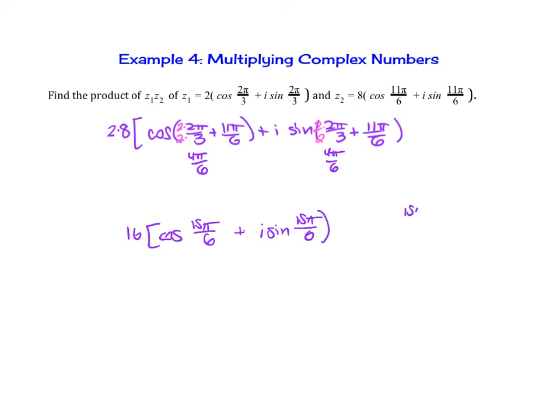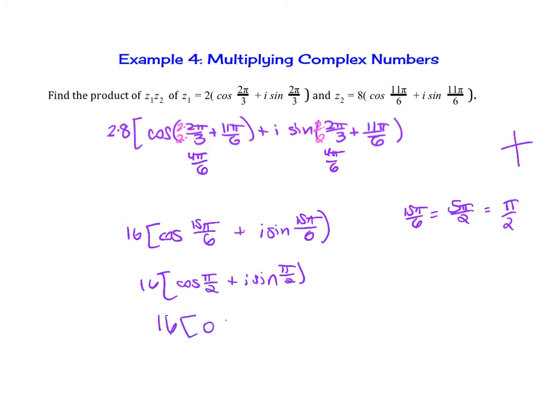Now let's simplify 15 pi over 6. We can reduce it to 5 pi over 2, and then let's reduce that more to our single unit circle. So 5 pi over 2, we can take out 4 pi over 2, which is 2 pi, and that will make it pi over 2. So we can change cosine of 15 pi over 6 to just pi over 2, and then evaluate from there. Cosine of pi over 2 is 0, plus i sine of pi over 2, that is a positive 1, and there's an i there. So therefore, this answer ends up being 16i.